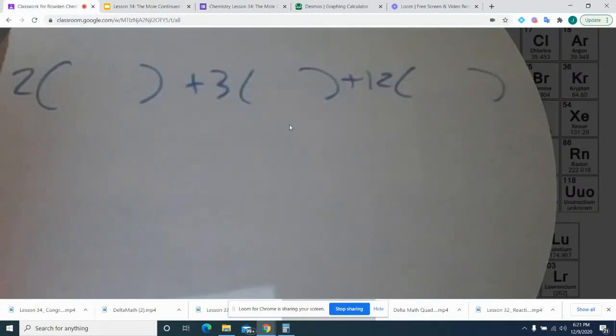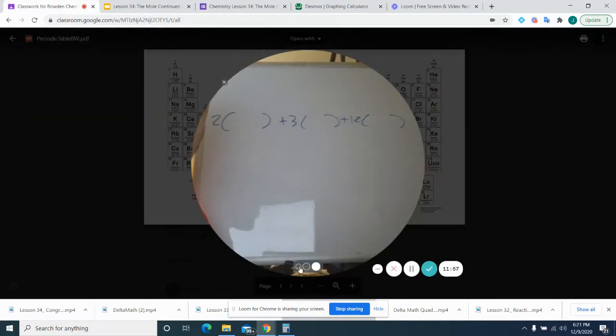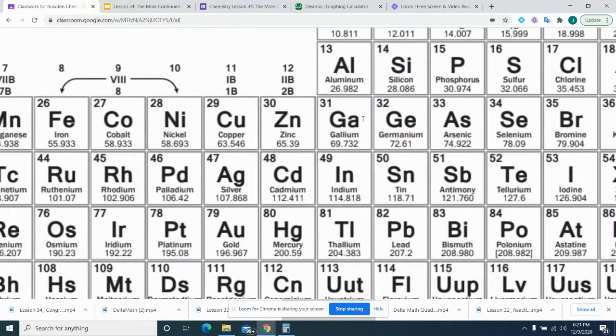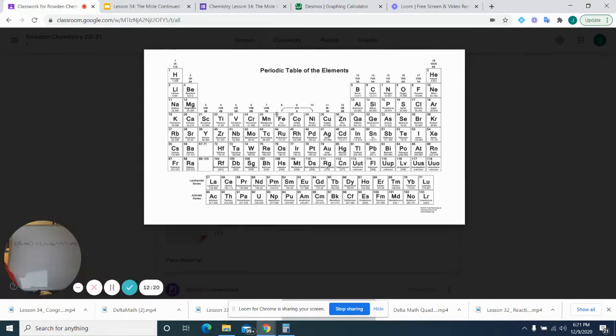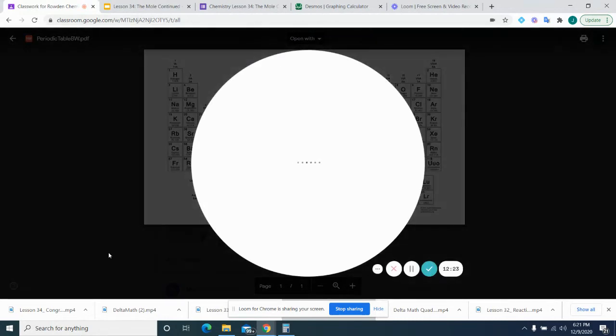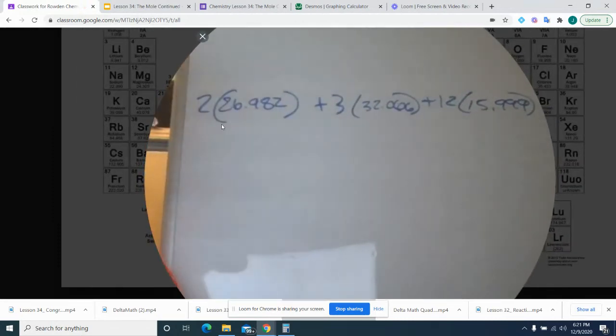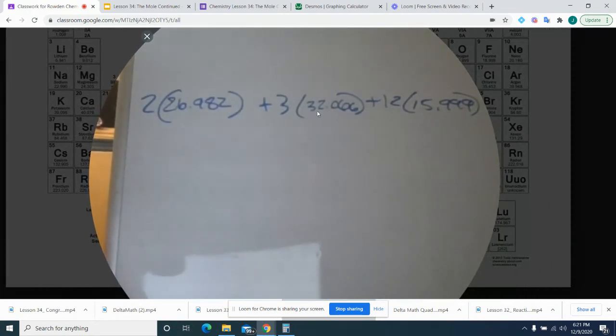So look at the periodic table. We have aluminum, 26.982. Sulfur is 32.066. And then oxygen is 15.999. Let me zoom out so you can see everything I have set up. Right there: 2 times 26.982, 3 times 32.066, and 12 times 15.999.